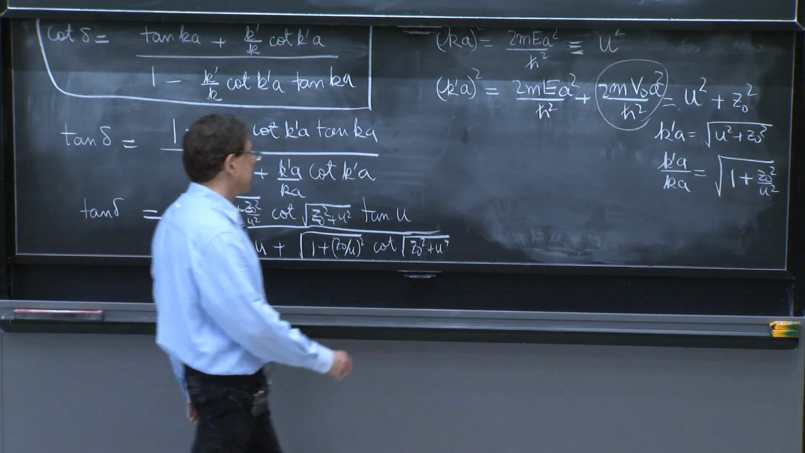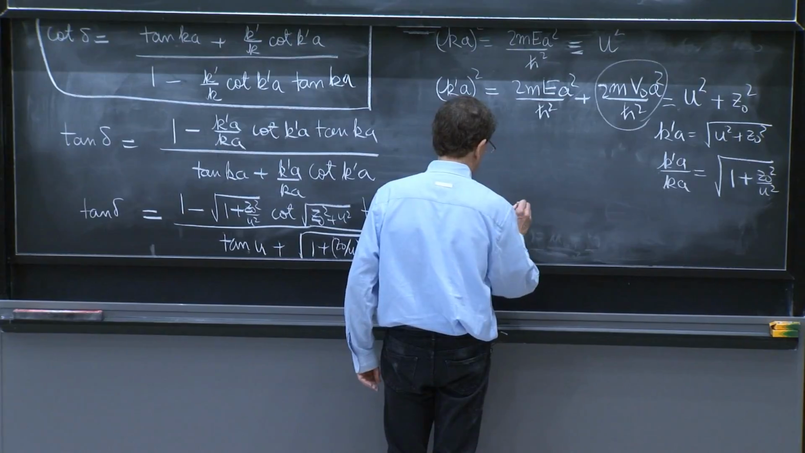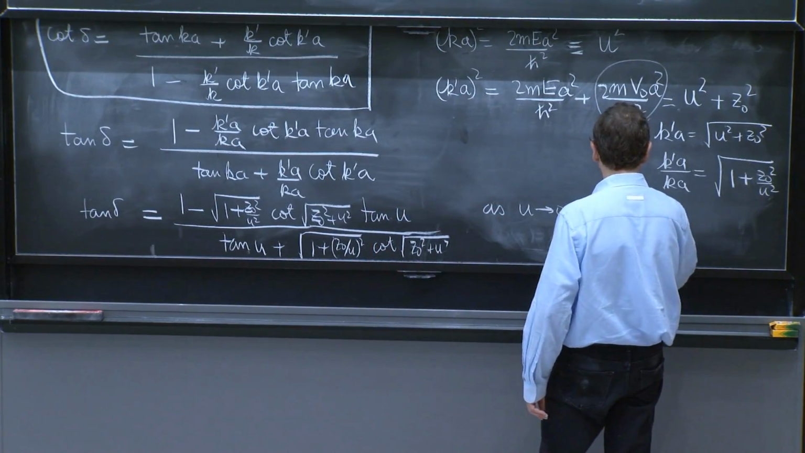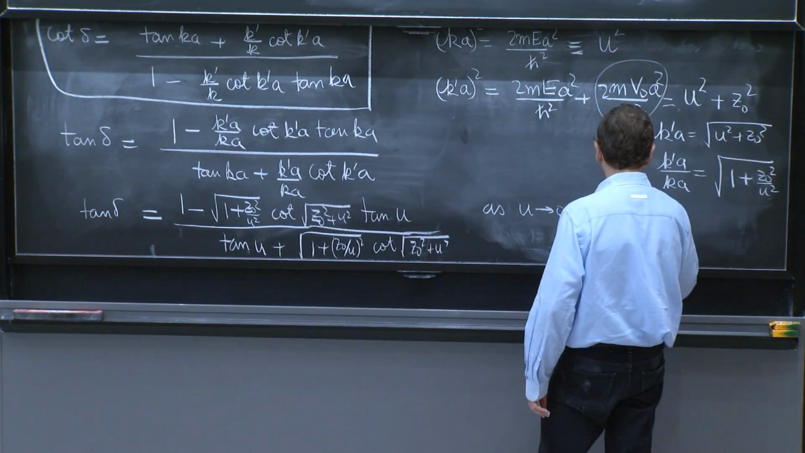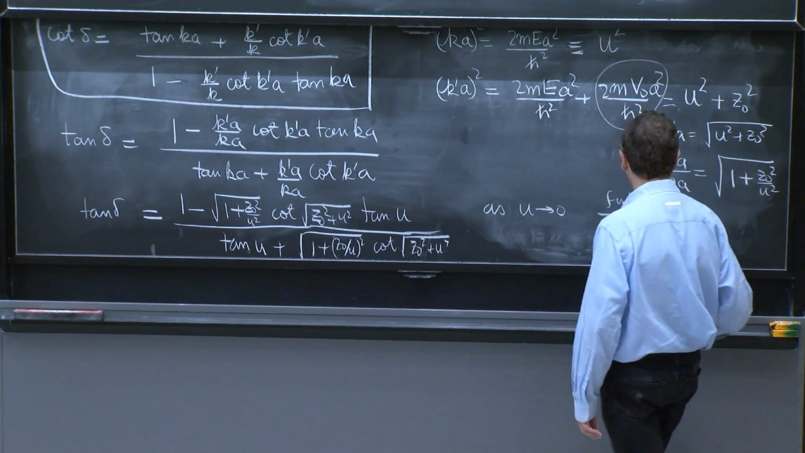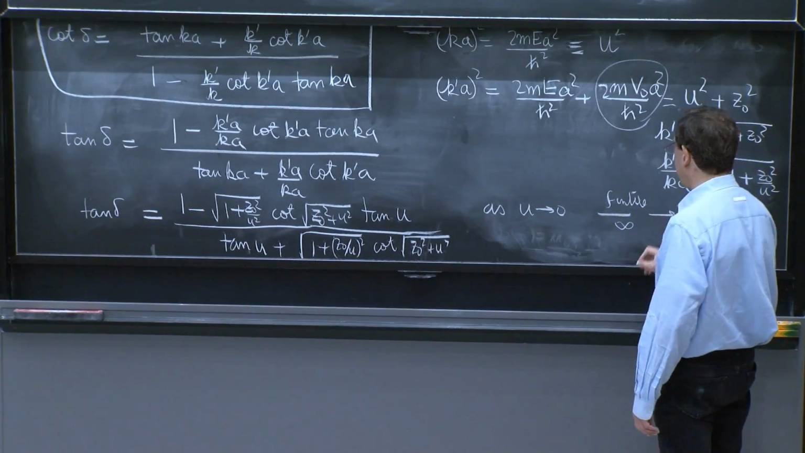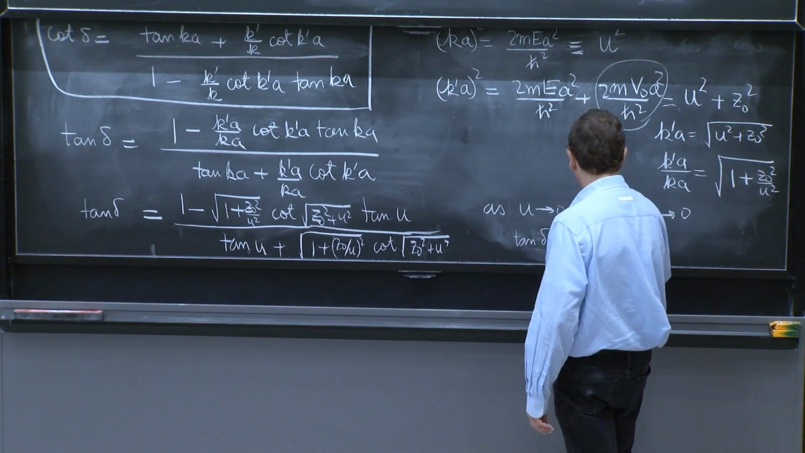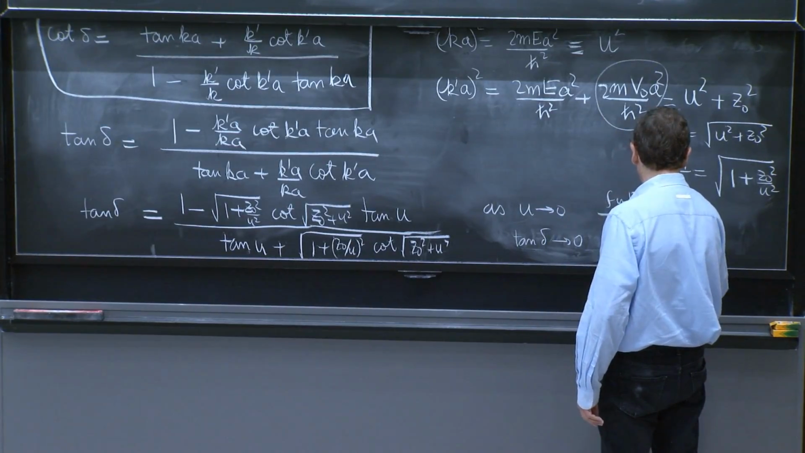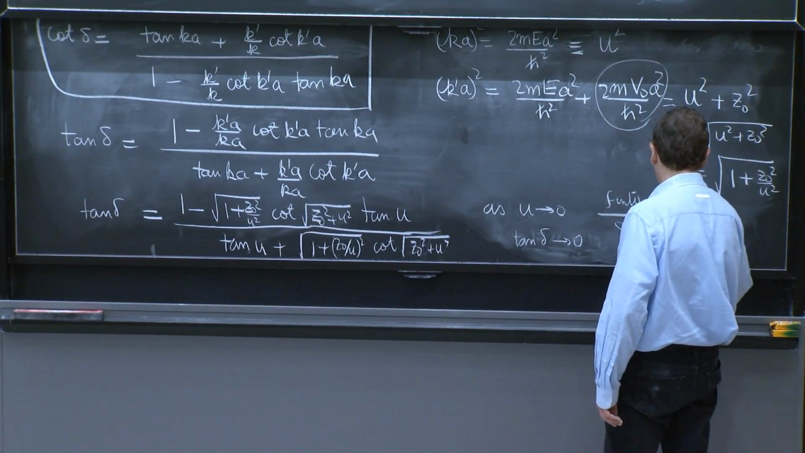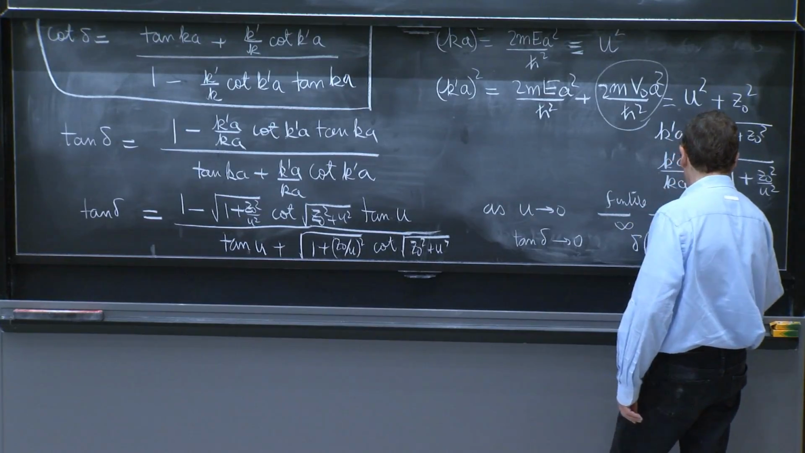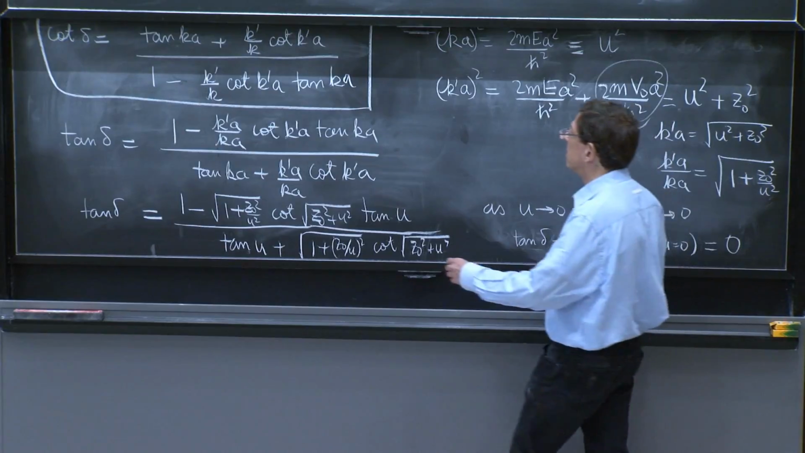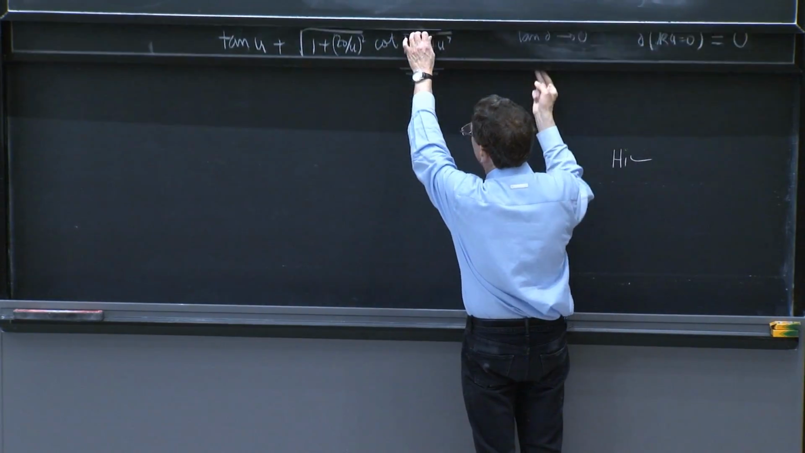So as u goes to 0, you get finite divided by infinity and it goes to 0. So tan delta goes to 0, and we can take delta of ka equals 0, which is u, to be 0. The phase shift is 0 for 0 energy.